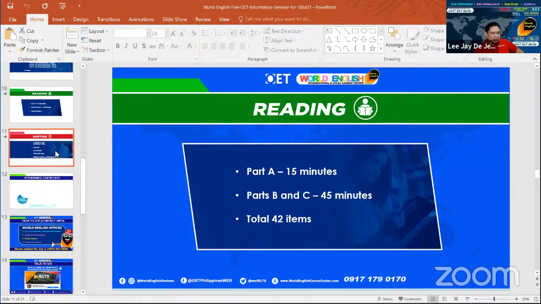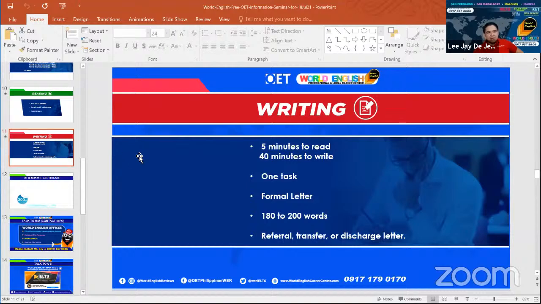So that's at 10. And then at around 11, you're gonna have your writing test. Now I have some good news for you. For those who've taken the IELTS before, you probably had a difficult time in writing. In fact, this is where most people fail.